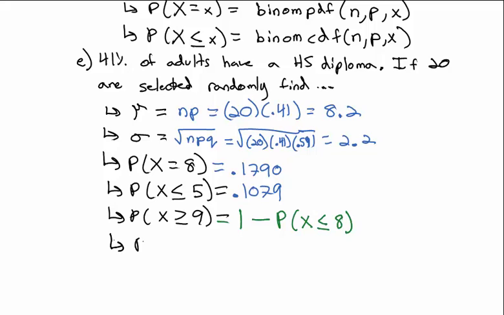Notice this would be different if the probability was just greater than 9. Then we would do 1 minus the probability of x going all the way up to 9. Because 9 was not included on the left, when we subtract it off, we would want to include it on the right.